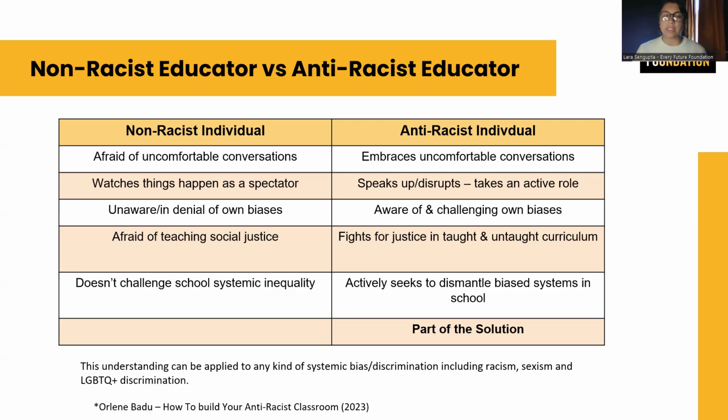Anti-racist is more of an active stance, so it embraces uncomfortable conversations. In a teaching context, it could look like allowing your students to lead conversations where they have lived experience and expertise that you don't have. Speaking up and disrupting, taking the active role when you're seeing injustice, or observing something that you feel isn't right, is having the confidence to really take the active role.